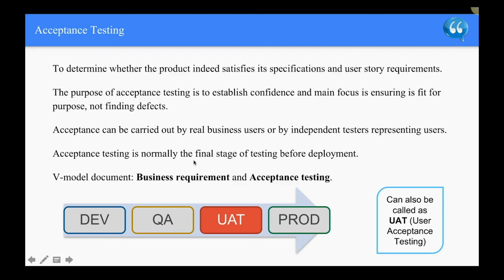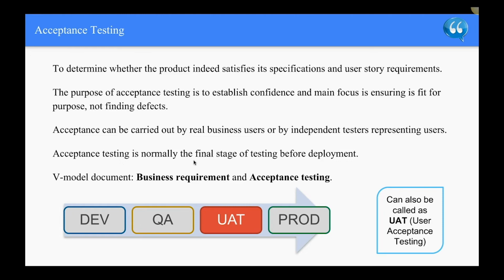In this part, we're talking about acceptance testing. Acceptance test is to determine whether the product indeed satisfies its specifications and user story requirements. The purpose of acceptance testing is to establish confidence, and the main focus is ensuring it's fit for purpose, not finding defects. Acceptance can be carried out by real business users or by independent testers representing users. Acceptance testing is normally the final stage of testing before deployment.